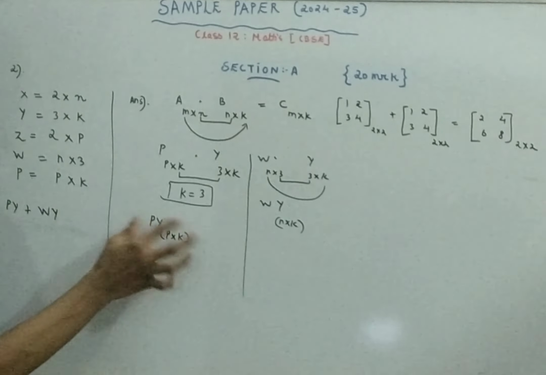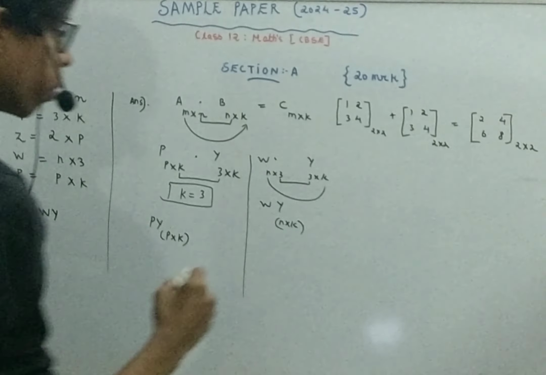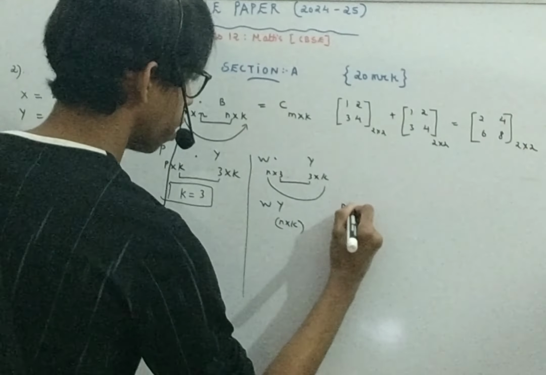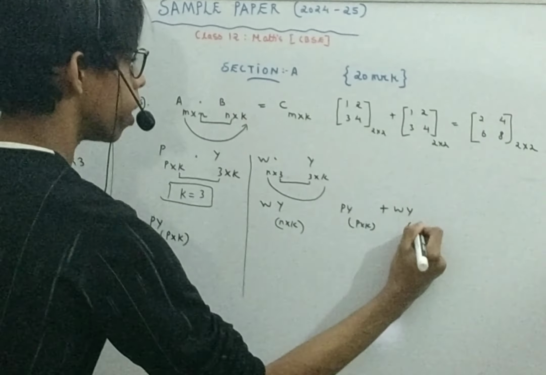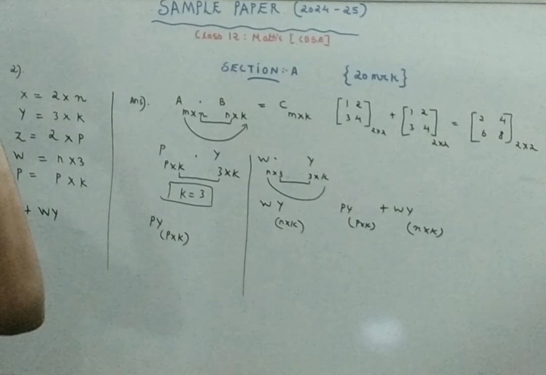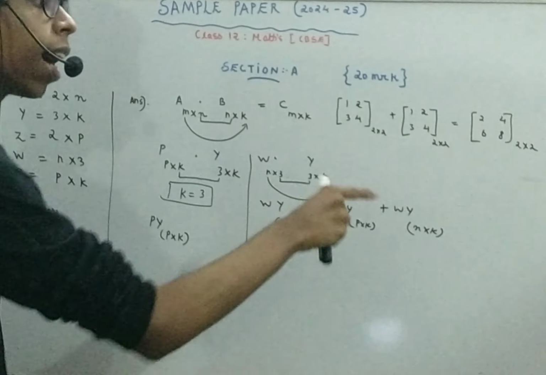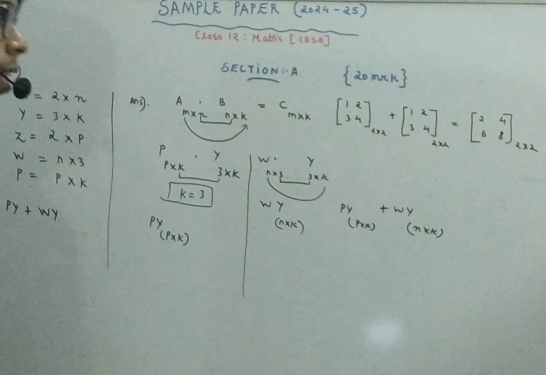They are adding these two resultant matrices we are getting, that is Py plus Wy. So basically we are doing Py, which is of the order P cross K, plus we are adding Wy, which is of the order N cross K. Now just think. We have learned that we can add two matrices. Both the matrices have the same order, isn't it?